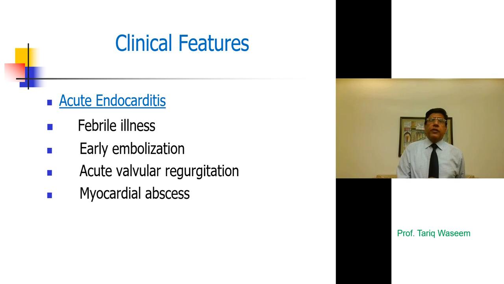Now, the clinical feature of patients who have acute endocarditis is usually a very high-grade fever. Acute endocarditis is more likely to embolize early, and it would lead to very rapid and florid damage to the valves and rapidly developing valvular regurgitation. Sometimes the surrounding myocardium may get involved in the infective process, and the formation of myocardial abscesses can occur.